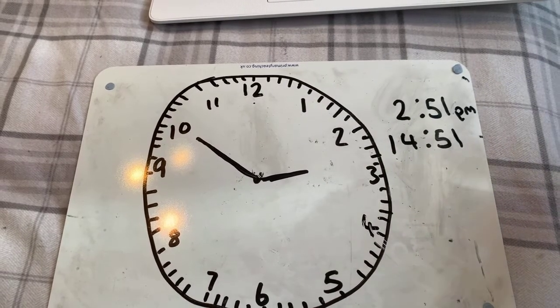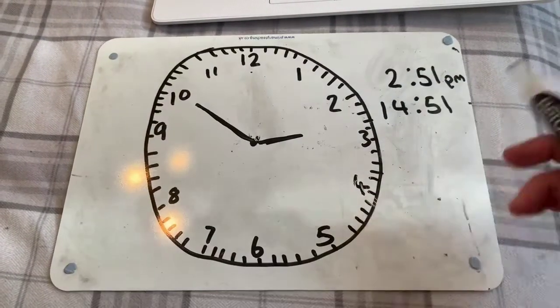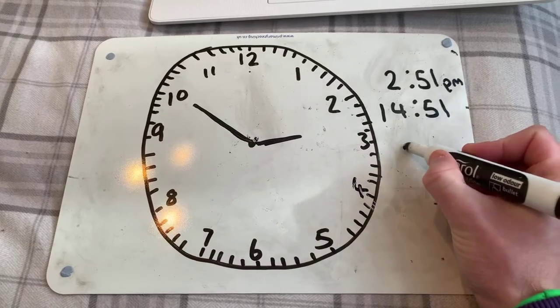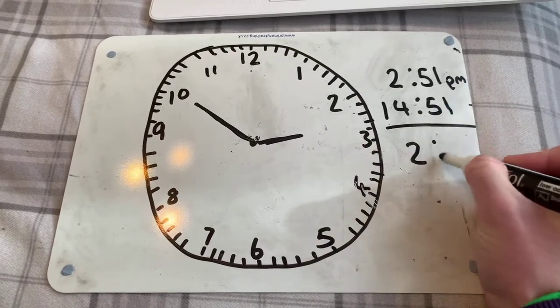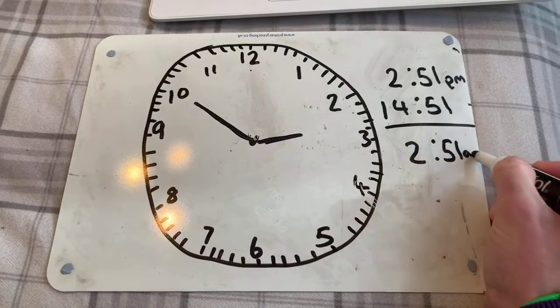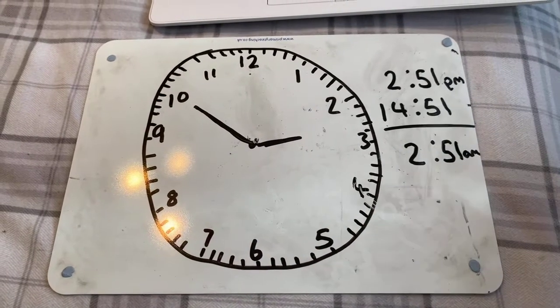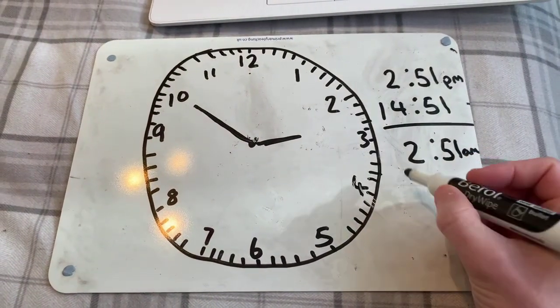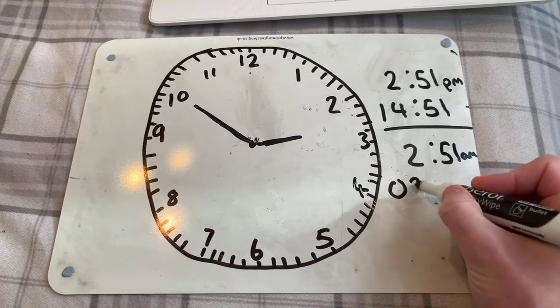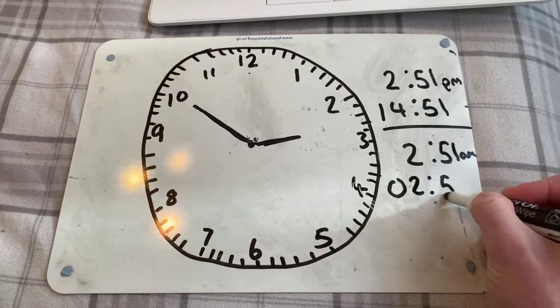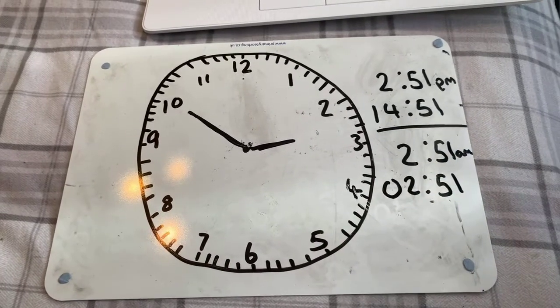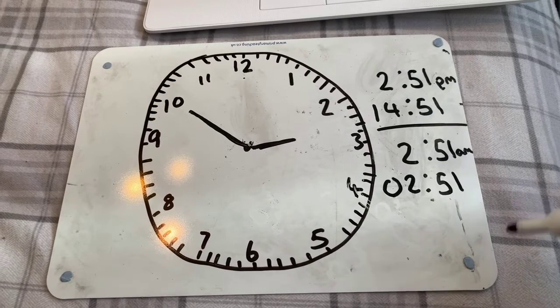12-hour and 24-hour times. Now, if it was 2:51 a.m., then we don't need to add on our 12 hours, but we do need to put our 0 in. And then that represents it in digital time in 24 hours.